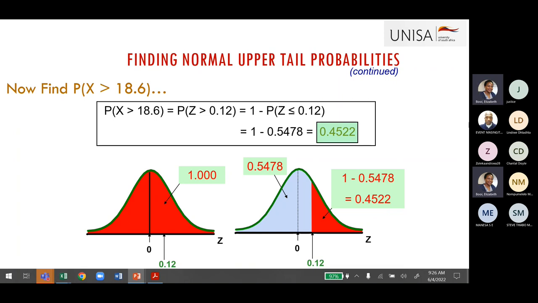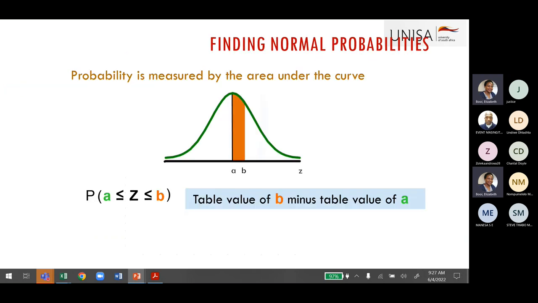0.4522. So what we do is we go and take the probability of a less than and we subtract that from 1 so that we can find the complement probability. And that is how you're going to find the probability of greater than. Always subtract the table value from 1. Let's look at more examples. Oh no, I don't have an example, but we're going to get to the examples now.